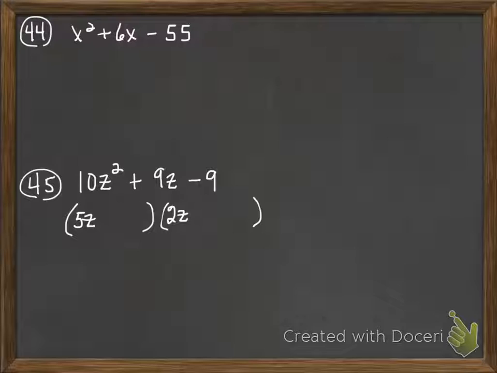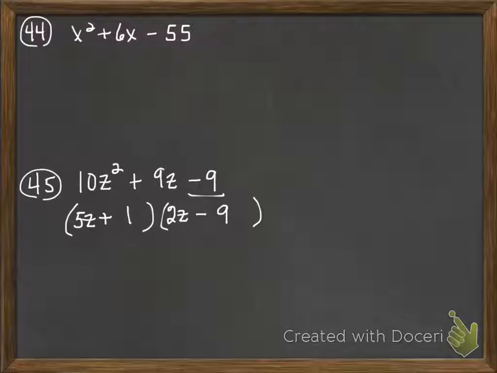Since the 9 is negative, that means I have to have two things that multiply together to be negative 9. And since 9 is negative, that means my signs have to be different. If I'm multiplying two numbers to get a negative 9, my signs have to be different. Now there's two different possibilities. We can do 1 and 9, or we can do 3 and 3. We'll try 1 and 9.